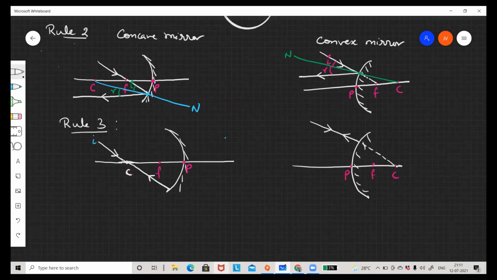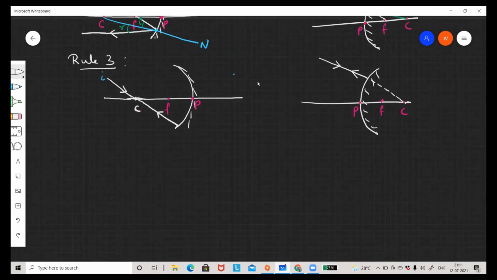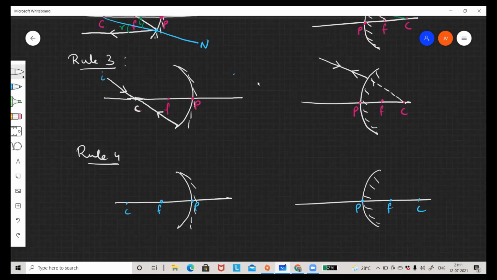Keep this in mind: whenever a ray of light is incident on the mirror through the center of curvature, it is going to follow the same path back after reflection. And the last rule, the fourth rule, is for the concave mirror. This is the pole, this is the principal focus, and this is the center of curvature C. The same applies for the convex mirror. And then what is rule 4?